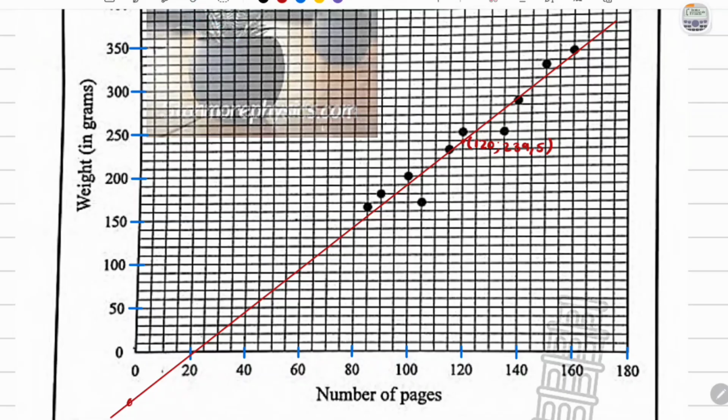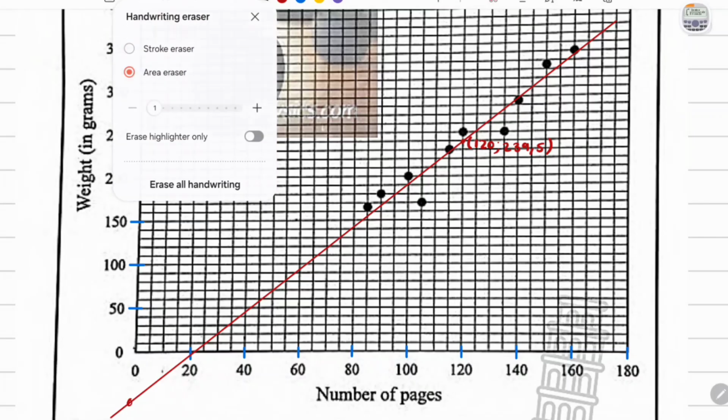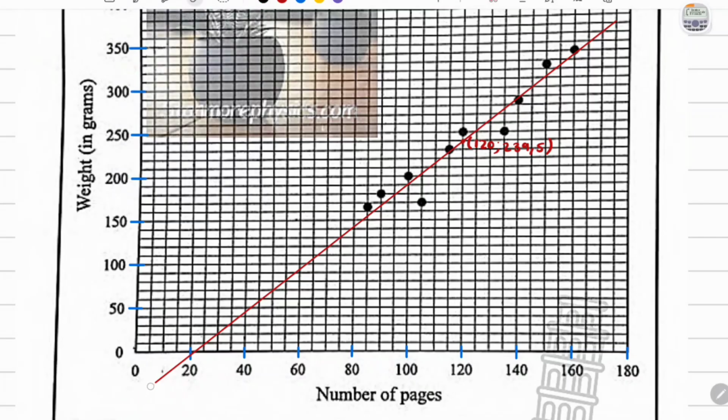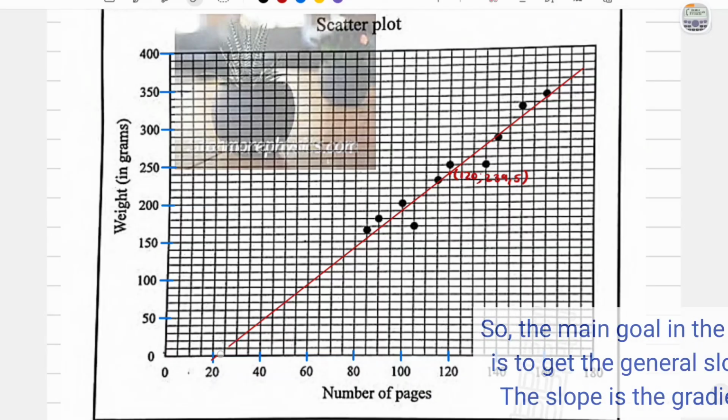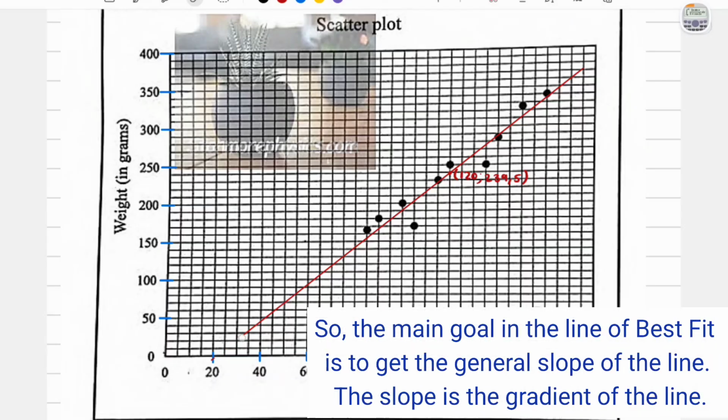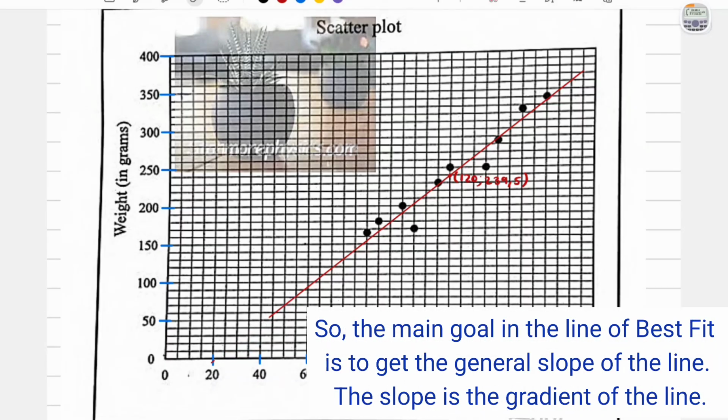Okay, so what I'm going to do is erase these because I don't really need that. That's not there in the situation. Because I know I don't have any data here, I'm just going to do that. And so that's my line of best fit.